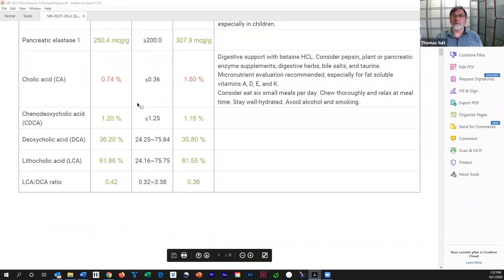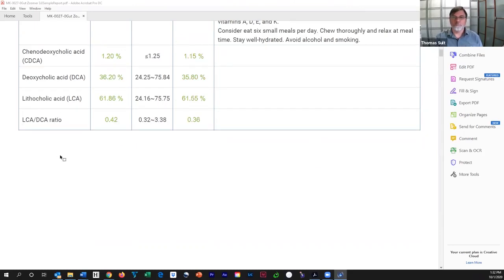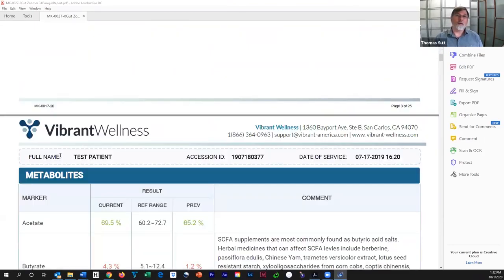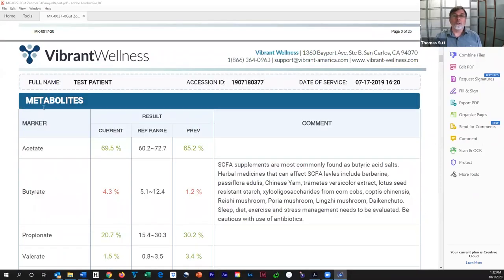All of these things are the same kind of idea. These are various bile acid derivatives. Bile acids, by the way, really important. They're basically soaps. They help break down fats, and they have many other functions as well. Then we look at metabolites.